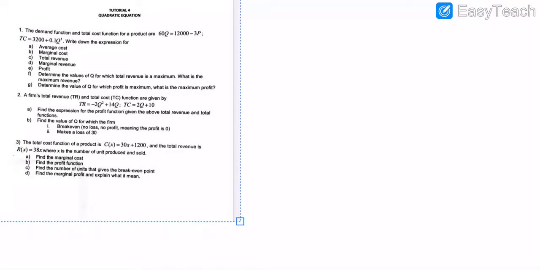Okay, class, you look at this question, yeah? So you look at this question, the first thing here is, this is actually a demand function here. Okay, so the TC is total cost. Write down the expression for average cost. So this one will be no problem. This one is total cost.